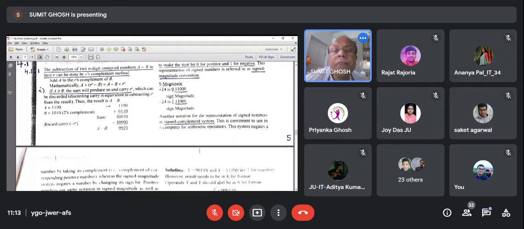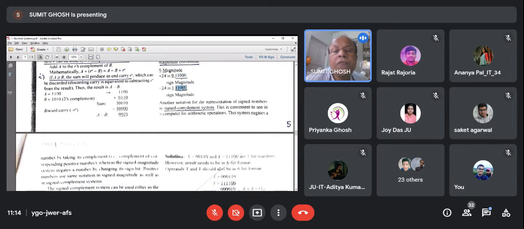How to do magnitude wise? So what is 24? 24 is 11000. That is 24 in binary. So in sign magnitude, you have to add another bit to the left. That is called the sign bit. So 24, if you add a 0, it means plus 24. Computer understands this number as plus 24. To this 11000 for 24, if you add a 1 on the left, you get a minus 24.